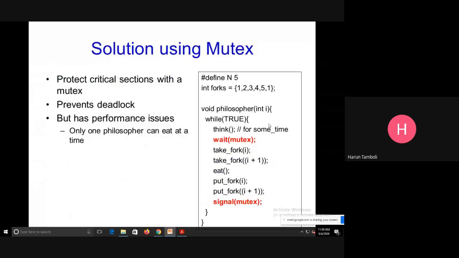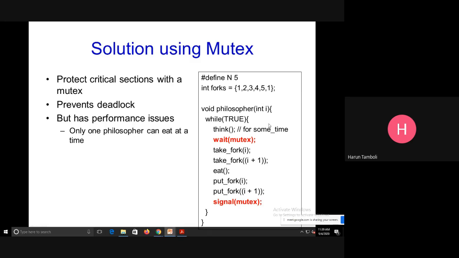Now a similar kind of solution we can provide by using a mutex also. We can use a mutex variable, and we can perform the wait and signal operations on the mutex. Before taking any chopsticks, the philosopher will perform the wait operation. Then it will take the right and left chopsticks, perform eating, and then it will put the chopsticks down and perform the signal operation. Definitely this solution can protect the critical section as well as prevent the deadlock.